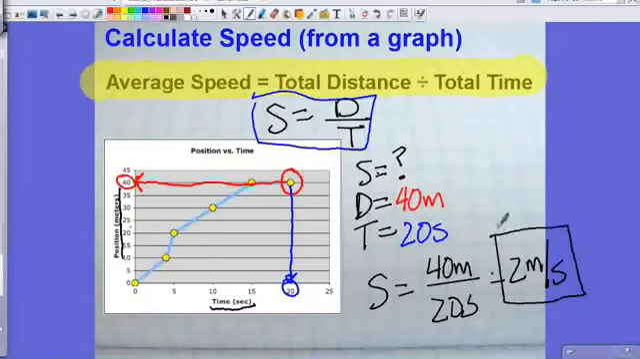So if you look at it, the work is exactly the same as what I did with the word problem. The only difference is I'm using my graph right here to find the distance and the time. Some of you guys might find this to be really simple. Some of you might find this to be a little more difficult than using a word problem. But the work is the same.